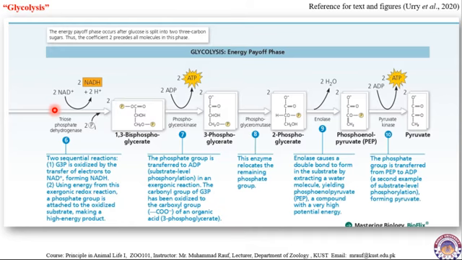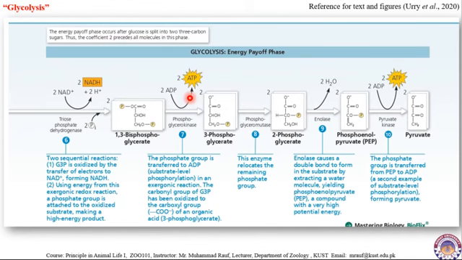Now, as I said in the previous slides, from the 5th reaction onwards there will be a figure of 2 against each molecule, because we are considering 2 molecules of glyceraldehyde 3-phosphate. So here in the 6th reaction, which is catalyzed by triose phosphate dehydrogenase enzyme, 2 NADH molecules are produced. And remember, this is the energy payoff phase where the energy is produced.